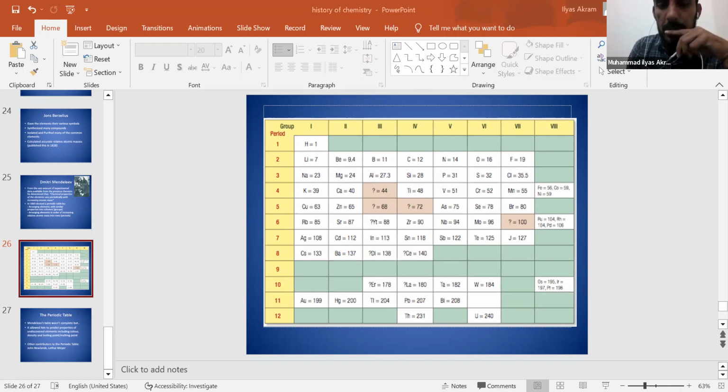Chadwick was the first scientist who discovered a high energy particle with no charge and the same mass as a proton. That was the neutron, and that came from the experiment of Rutherford, who was the colleague of Rutherford.